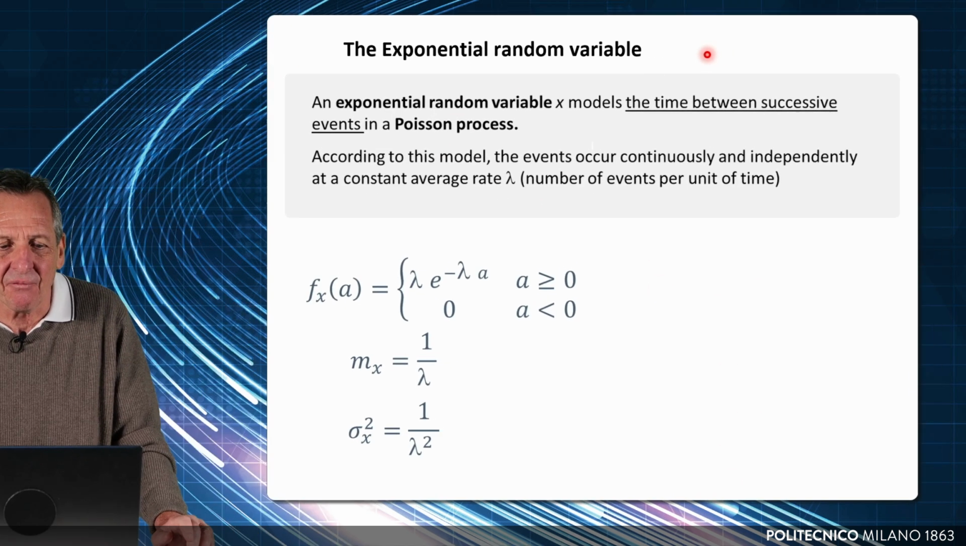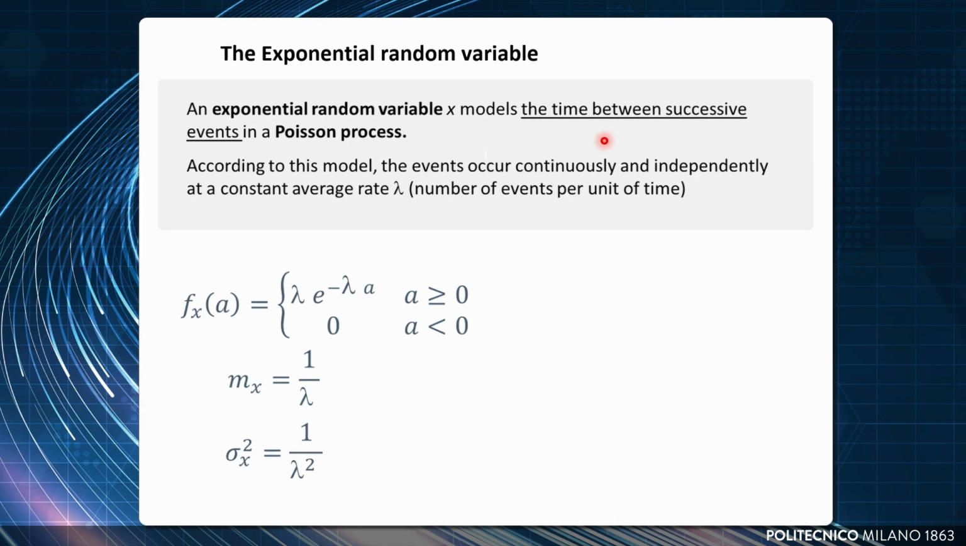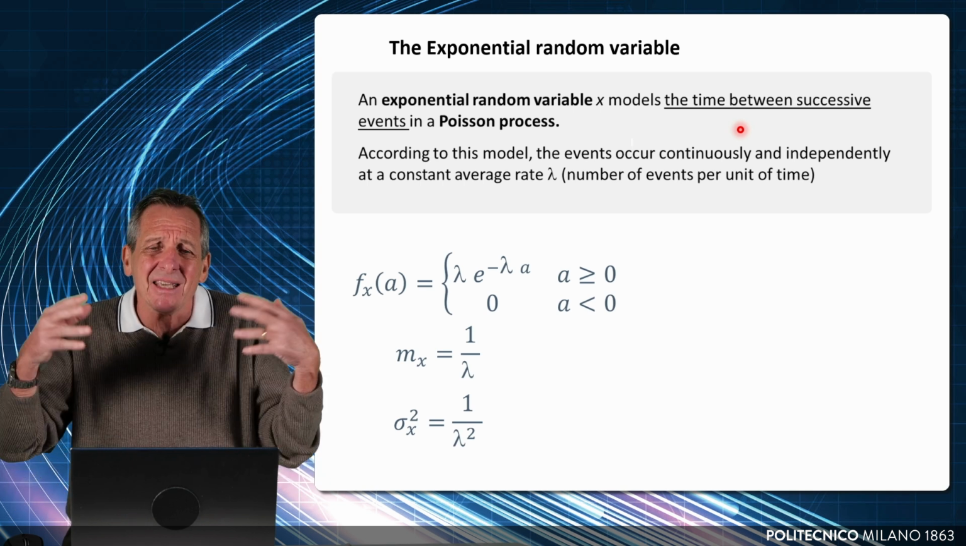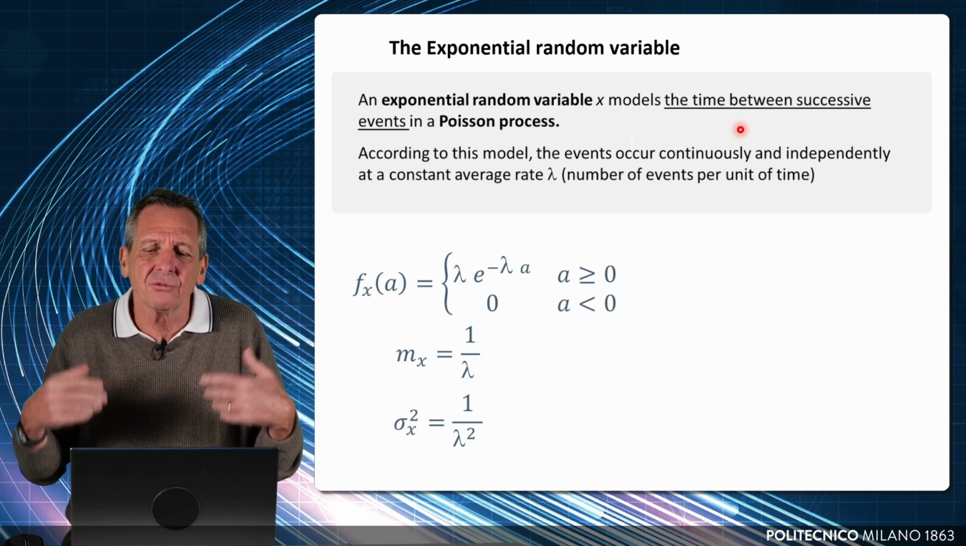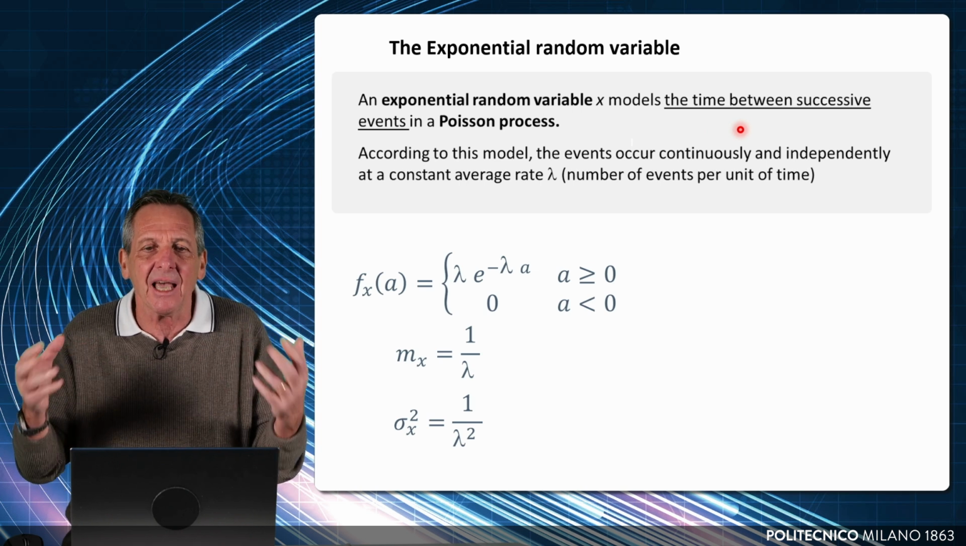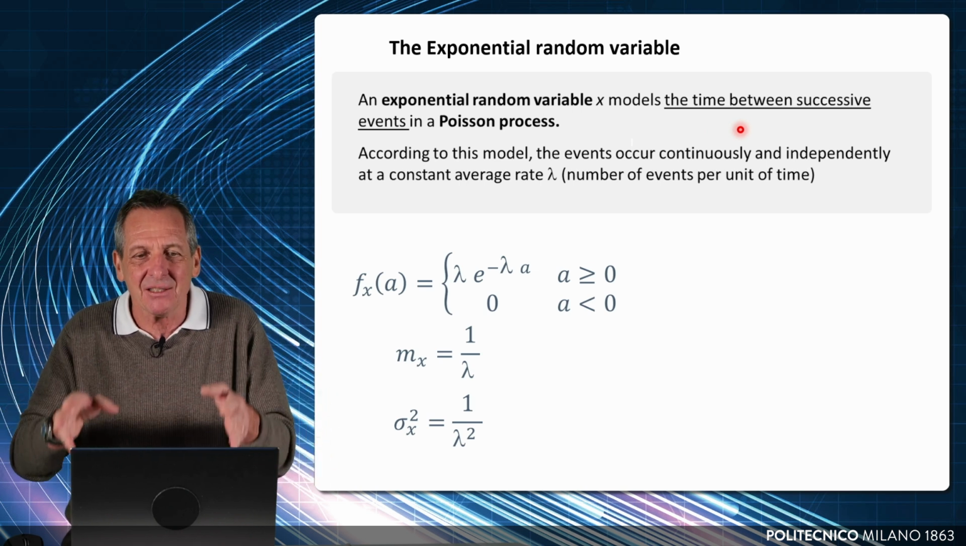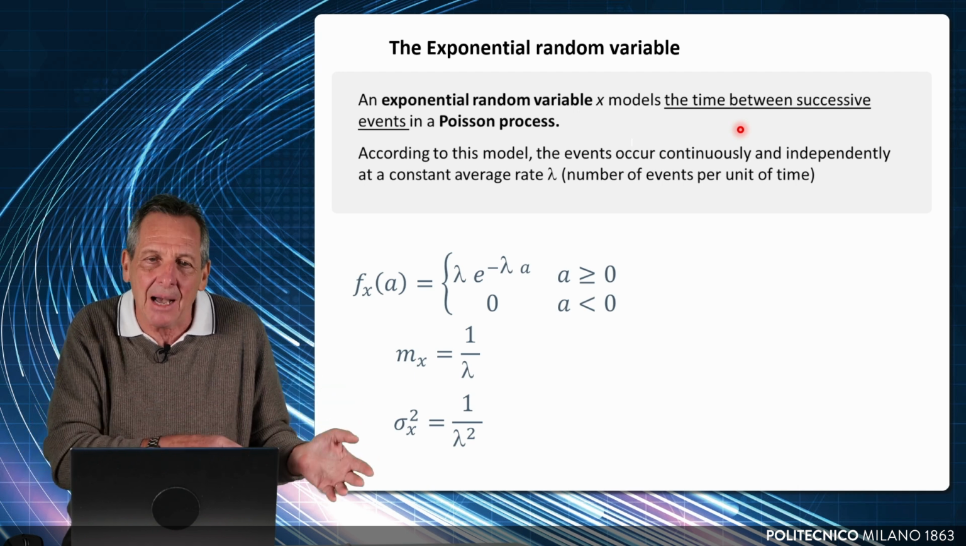Another important random variable is the exponential one. The exponential random variable models the time between successive events in the Poisson process. What is a Poisson process? In a Poisson process, we have events that occur continuously and independently at a constant average rate lambda. We have a number of events per unit time that is lambda.